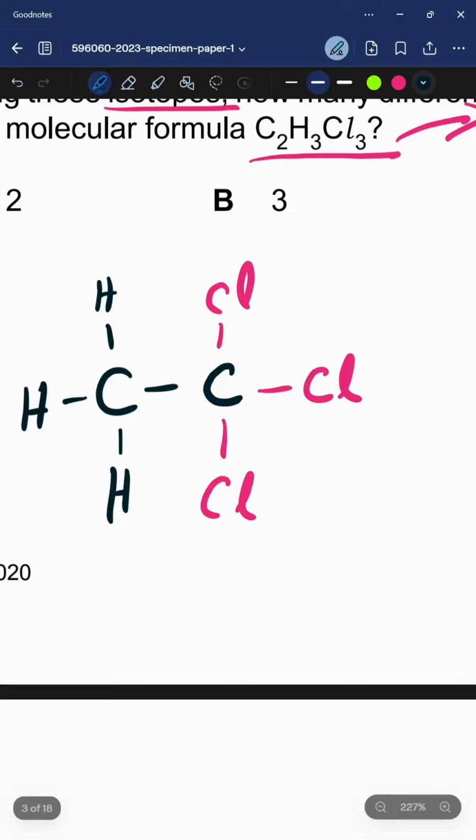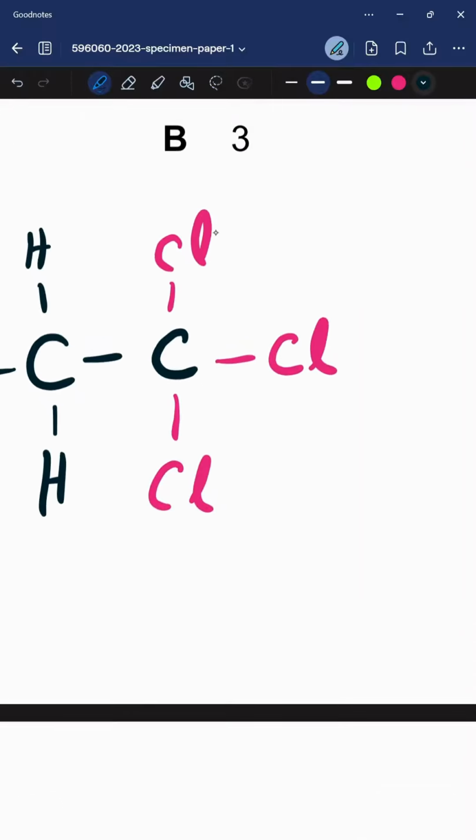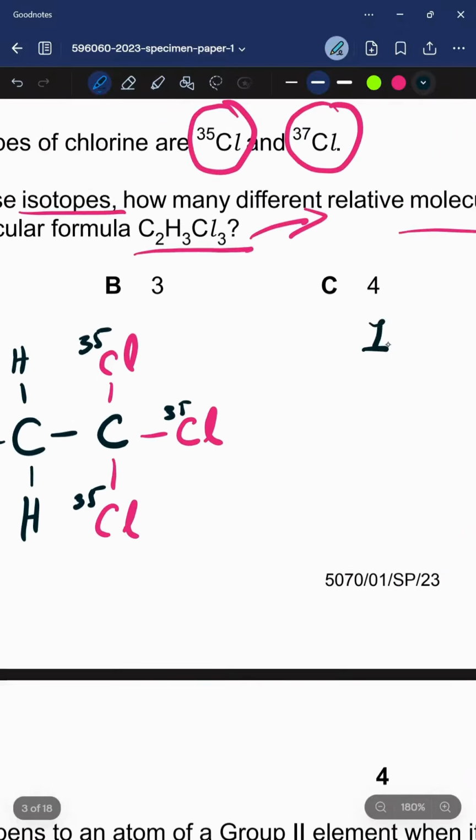Now, what are the possible different combinations of this molecular formula? So this could be Cl of 35, this could be Cl of 35, and this could be Cl of 35 also. So that's the one option, right? Also, we can replace the top one with 37, and the bottom ones are two chlorines with 35. So that's the second combination.